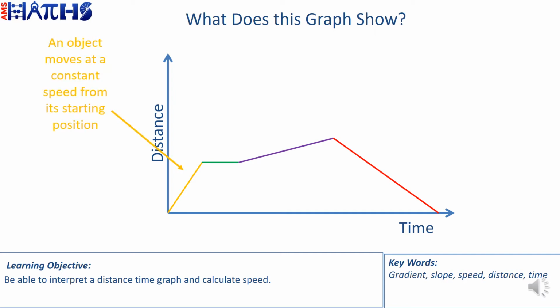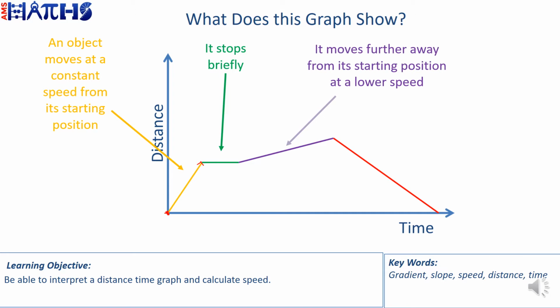For the first part, the object is moving at constant speed from its starting point. Okay, so it started here and moved, we have a straight line up to here, so it means constant speed. Then we have the green section where it stopped. All right, if you have briefly or not doesn't matter, but that green section shows that the object stopped moving.